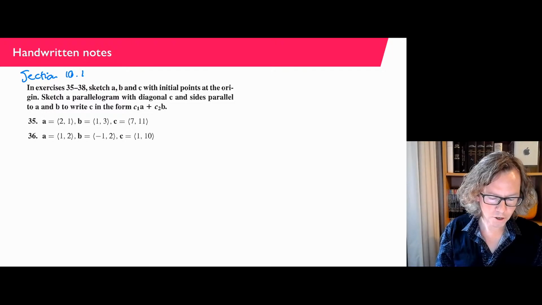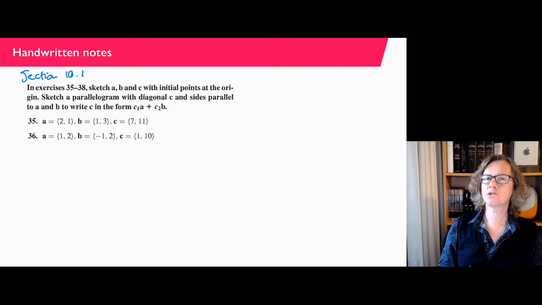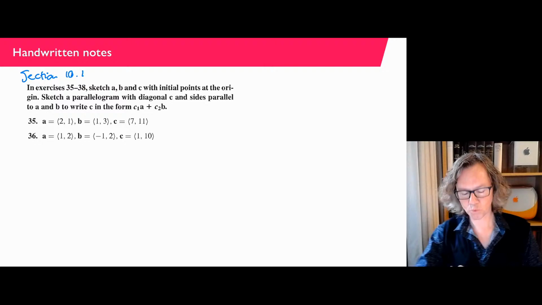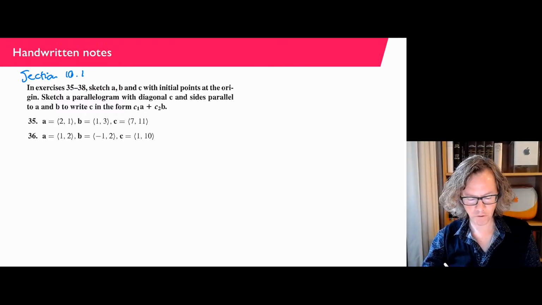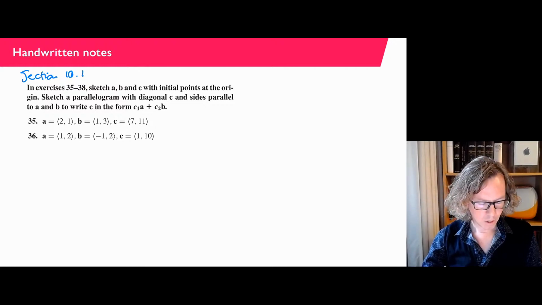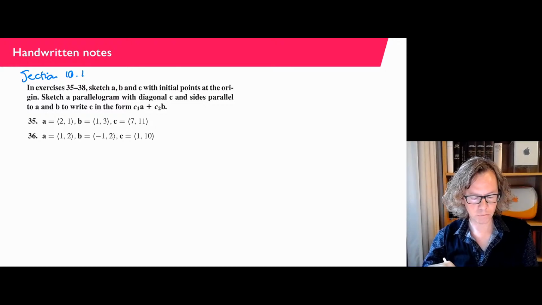We are given two vectors, A and B, and a vector C. The question is a bit tricky. Let's first read the question. It says sketch A, B, and C. Okay, that's fine, with initial points at the origin. I'm sure you can do that. And then sketch a parallelogram with diagonal C and sides parallel to A and B, to write C in the form some constant times A plus some constant times B.